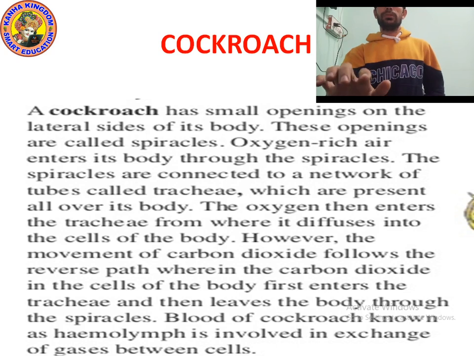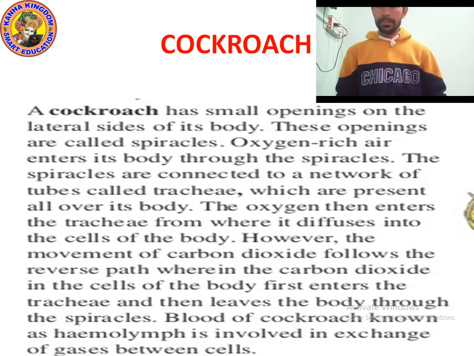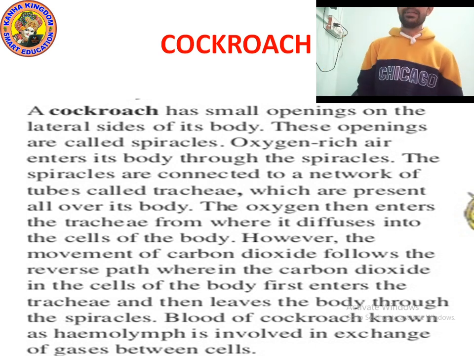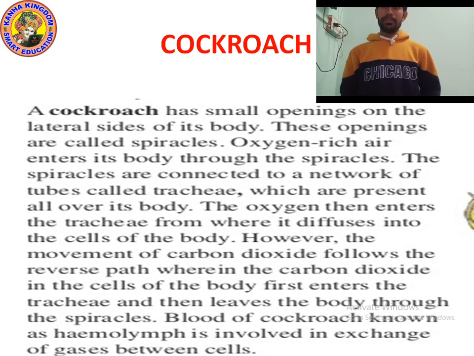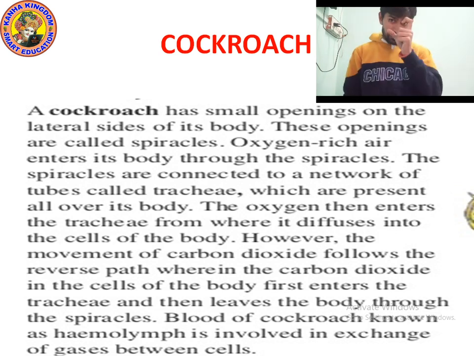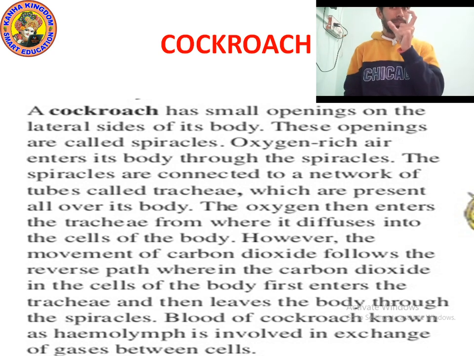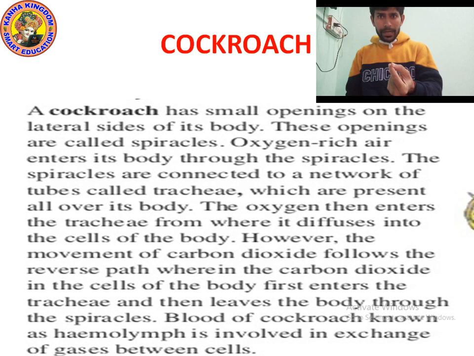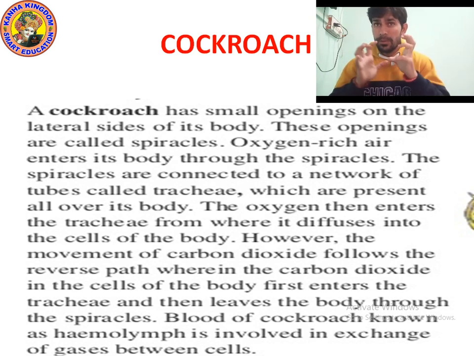The cockroach has a small opening on its side. These openings are called spiracles. You know, leaves of the plants also have openings. These openings are called stomata. In the same way, cockroach also has openings which are known as spiracles on the side.